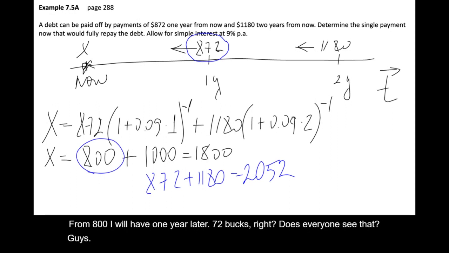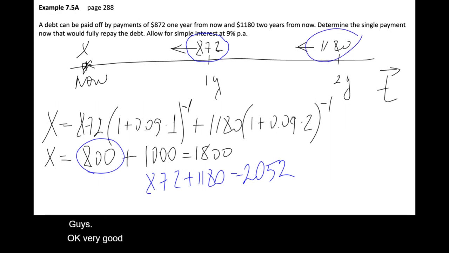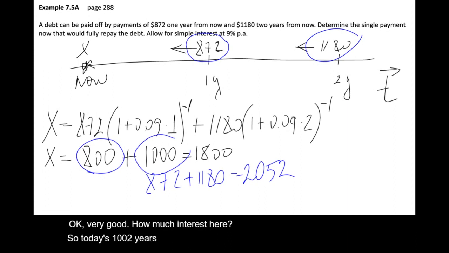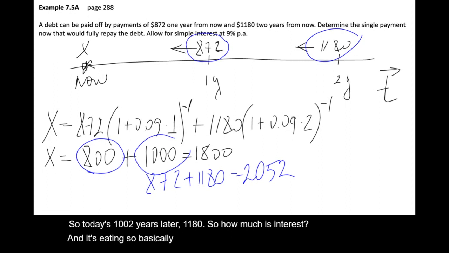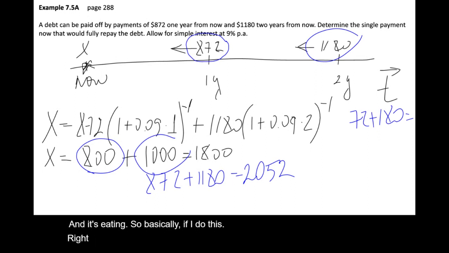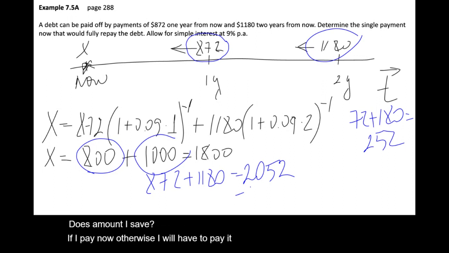Okay, very good. How much interest here? So today is 1,000, 2 years later 1180. So how much is interest? 180. So basically, that's the amount I save if I pay now. Otherwise, I will have to pay it as interest, right?